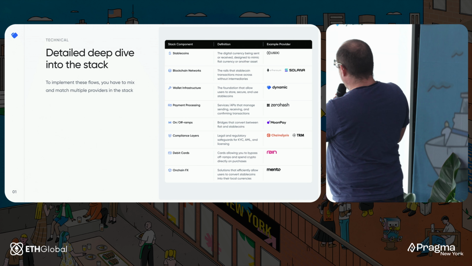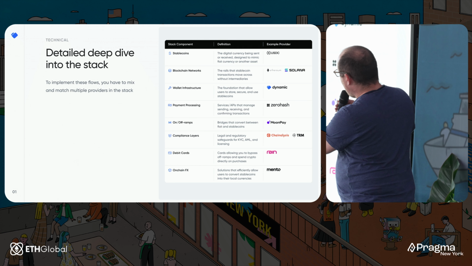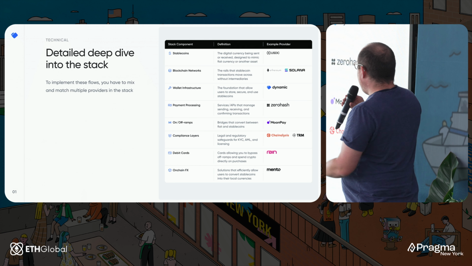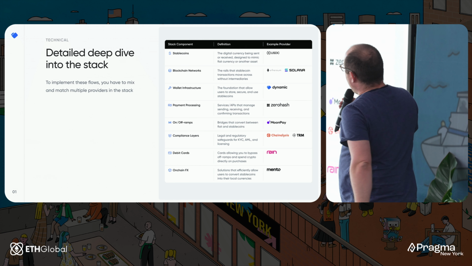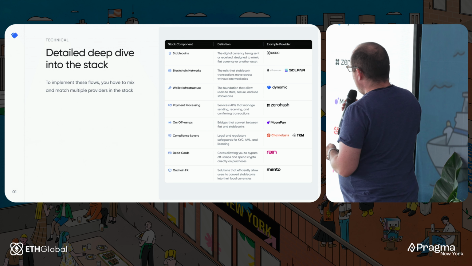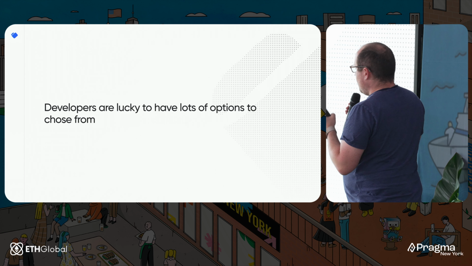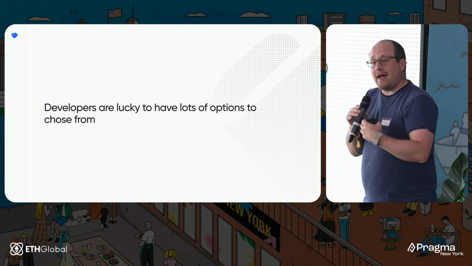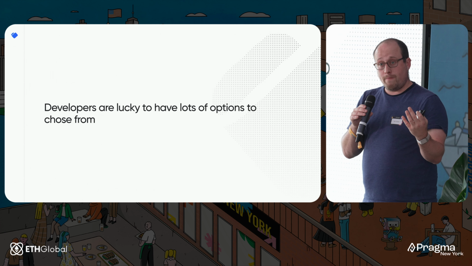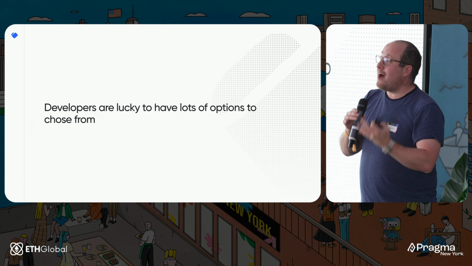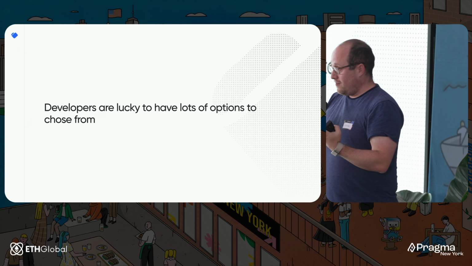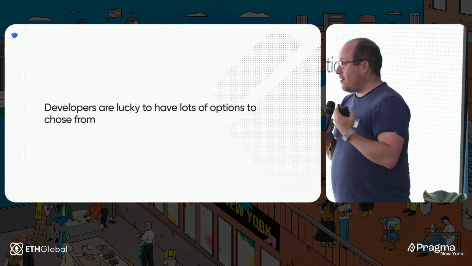So this is a different view of this, right? So you need anywhere from debit cards to compliance layers, et cetera. This shows a deep dive into the previous view. And what's interesting, developers have this really nice slew of options to choose from. But the challenge is they have a very large set of options to choose from, which is very complex.